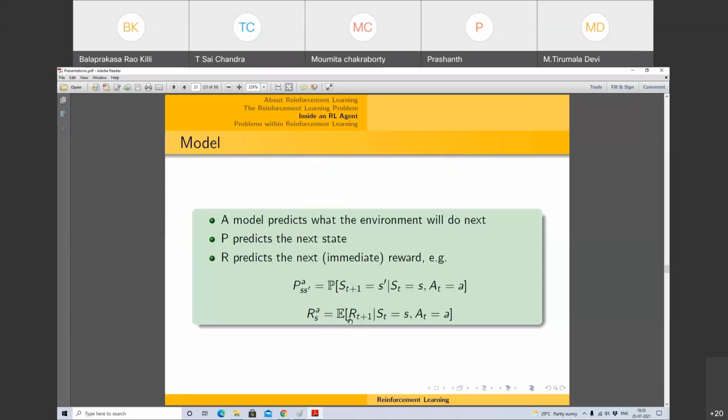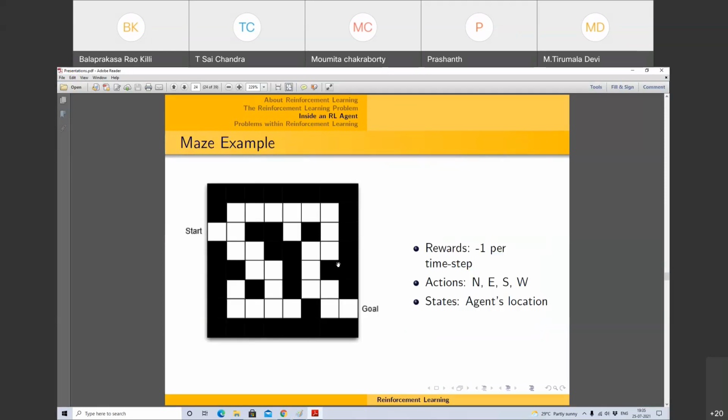And then the reward model. When the agent is in some state and picks some action, what is the reward it will get? So this agent has some view of these models, transition models and reward models. Now let me explain all this math with a simple example, then it will be clear what is policy, what is value function, and what is model. So let us see this example.